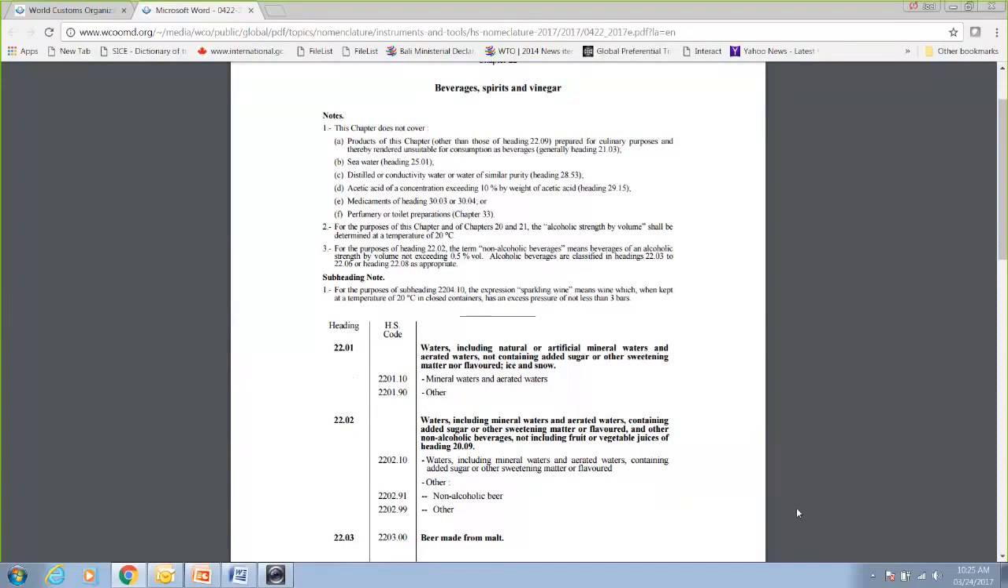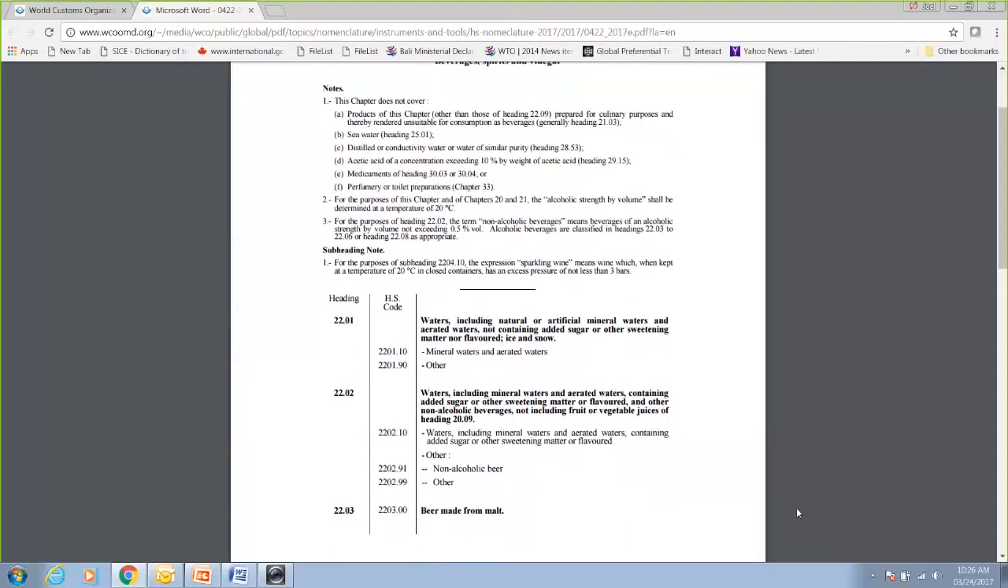2202, the second heading, would be water in which you have added sugar, like your flavored water. It also includes non-alcoholic beverages, but it does not include fruit or vegetable juices, right? So if you have non-alcoholic beverages, such as a drink, non-alcoholic beer, for example your ginger beer, which does not contain alcohol, that would be under 2202.